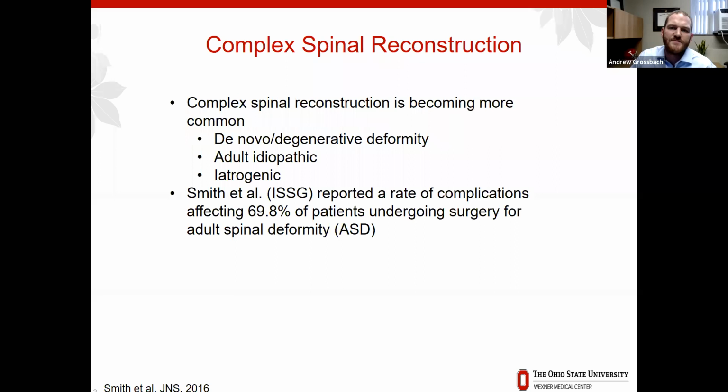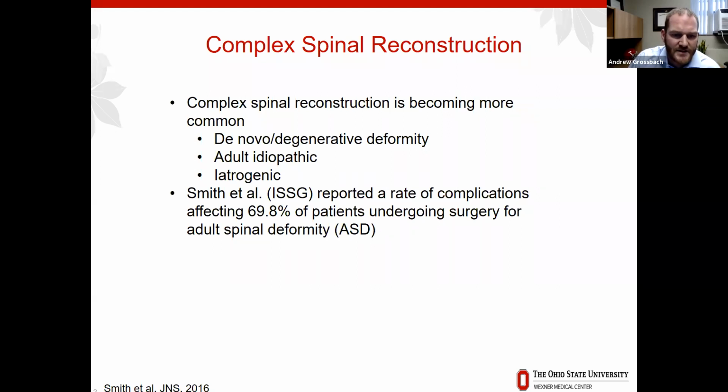All right. So complex spinal reconstruction. It's becoming more common. This is anything from degenerative or de novo adult deformity, adult idiopathic scoliosis, and if your practice is anything like mine, a lot of iatrogenic deformity. So that's flat back syndrome, proximal junctional issues, adjacent level disease, rod fractures, pseudoarthrosis, all that good stuff. So one recent study out of the ISSG reported a rate of complications for adult spinal deformity surgery at approximately 70%, which is quite high.